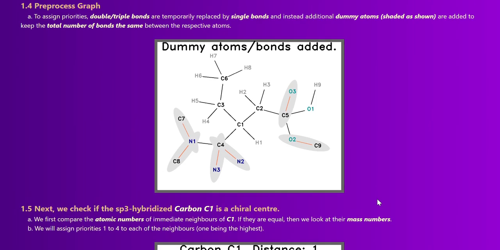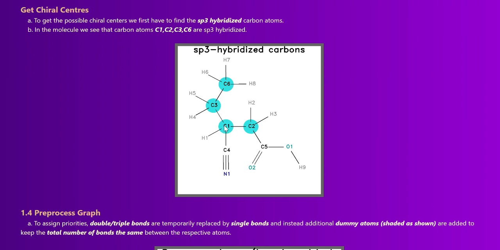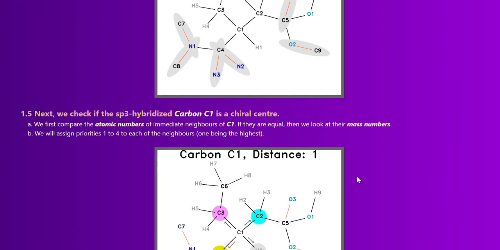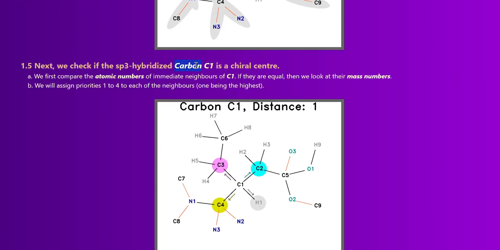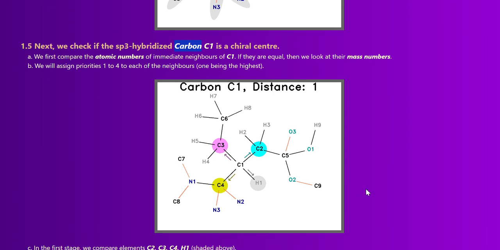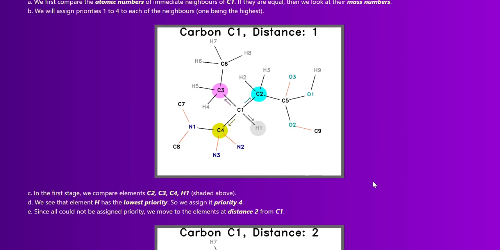So after that, it checks each of these C1, C2, C3, and C6 one by one to see if that particular atom is a chiral center. For carbon C1, it studies its immediate neighbors. It sees that there are three carbons attached to this carbon and one hydrogen, and it tries to assign priority to each of these atoms.